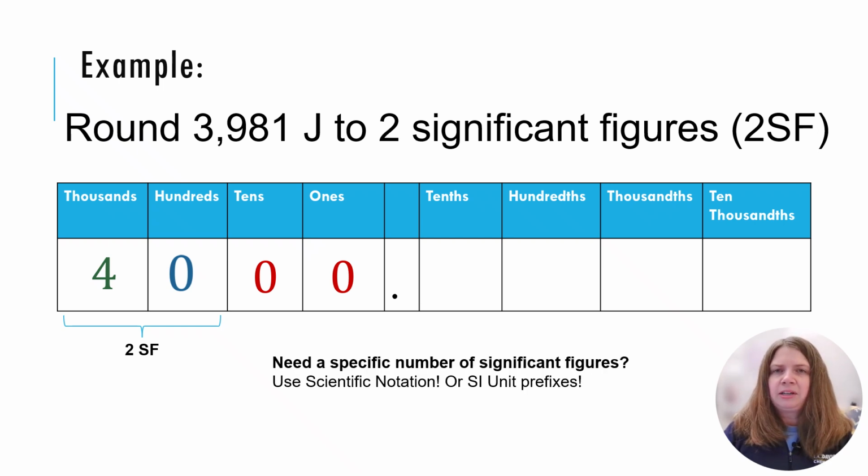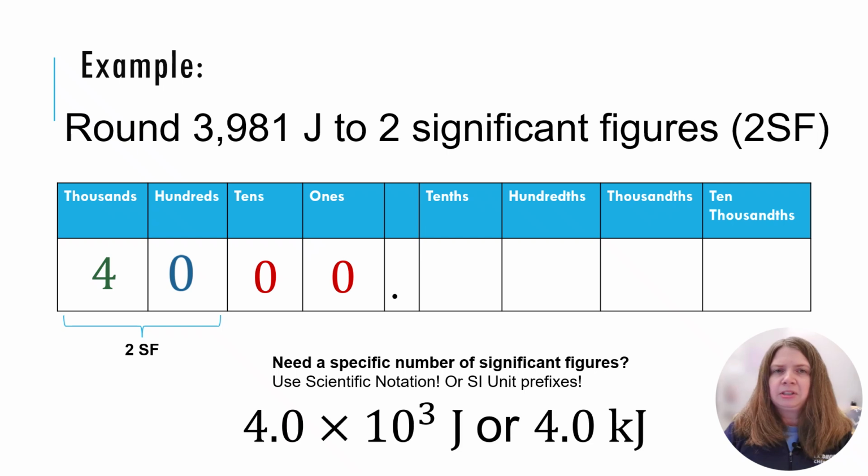However, writing 4,000 creates ambiguity about how many significant figures are intended. We need 1 zero to be significant, but not the other trailing zeros. To clearly show 2 significant figures, we write the result in scientific notation as 4.0 times 10 to the third joules, or equivalently as 4.0 kilojoules.